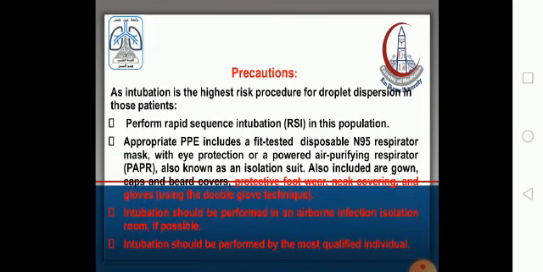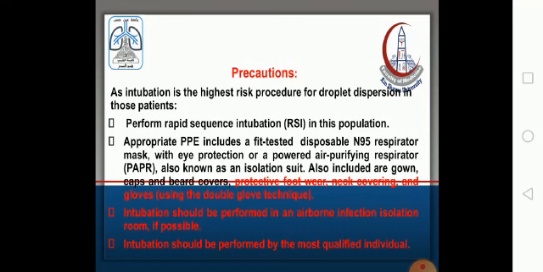Precautions. Many precautions should be strictly followed in intubation in COVID-19 patients, as intubation is the highest risk procedure for droplet dispersion in those patients. The first is performing rapid sequence intubation in this population, and this is done in the ICU or the suite where COVID-19 patient intubation takes place. Care should be taken regarding the staff, the tubes and the care of the tubes, and the emergency team, all available and ready for rapid intubation using the personal protective equipment.